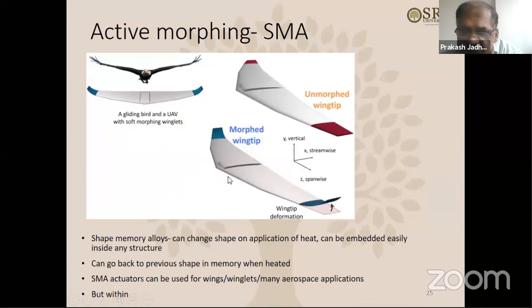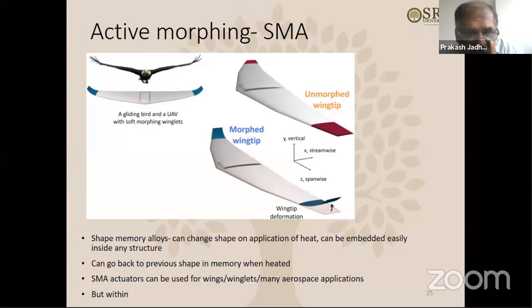Also, shape memory alloys. If you have heard about shape memory alloys, they are very popular nowadays. Basically, if you heat them up, they can change shape. They are called shape memory alloys because they retain the memory of the previous shape. Let's say you apply force to a shape memory alloy and it deforms into a certain shape. If you heat it up, it will try to go back to its original shape. They retain the memory of the shape, that's why they are called shape memory alloys. So they can change shape on application of heat.